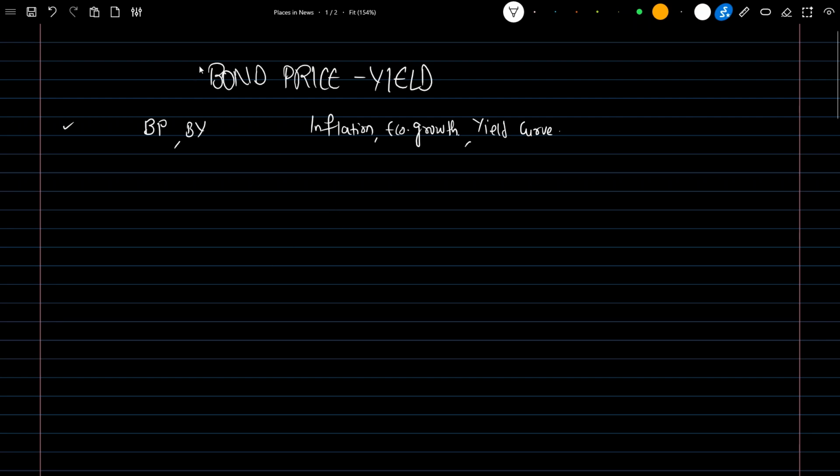Now let us try to understand completely about bond price and bond yield. I know many students are confused about this topic. In extension to this, on top of understanding bond price and bond yield, we will also understand the relationship with respect to inflation, economic growth, and what the yield curve is. So first, what is bond price and bond yield?